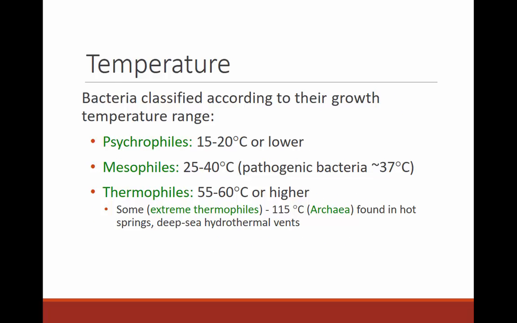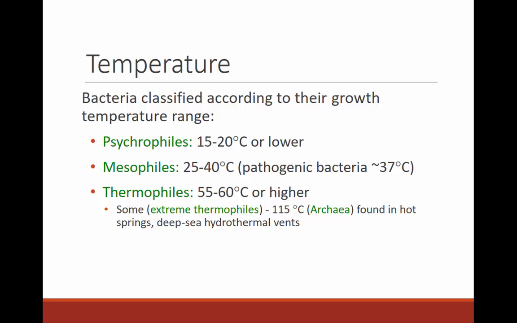And so we know those three, the optimal temperature, the minimal and the maximal temperature, but we can classify the bacteria in those growth ranges, or those temperature ranges. So we have the psychrophiles, where they grow 15 to 20 degrees. They can grow a lot lower as well. The mesophiles, their preferred range is 25 to 40 degrees, and you can see that the human pathogens fall into that category, so their optimal temperature is 37 degrees.